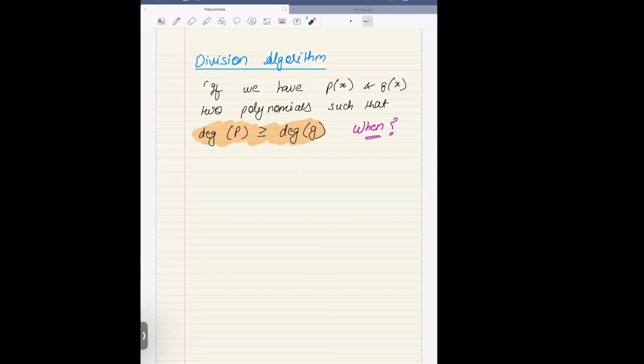Now, what does it mean? The division algorithm says that dividend is equal to divisor into quotient plus remainder. This is true for numbers as well, and it's also true for polynomials. It doesn't change.